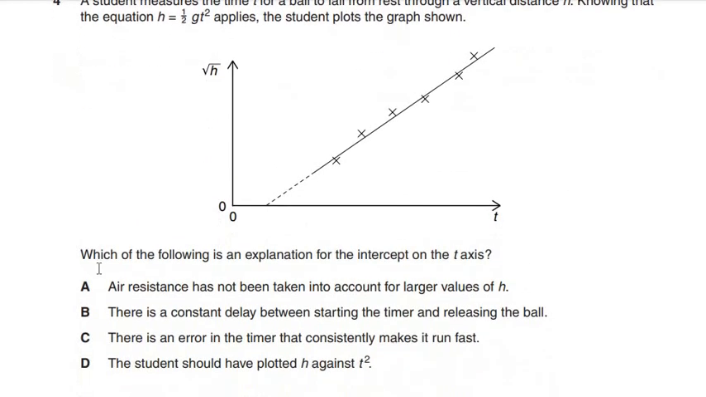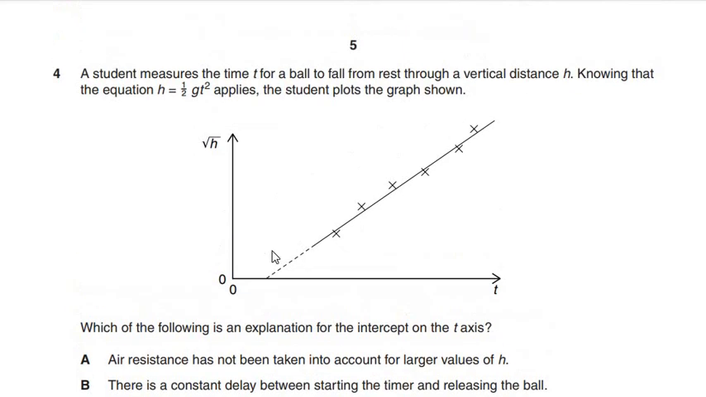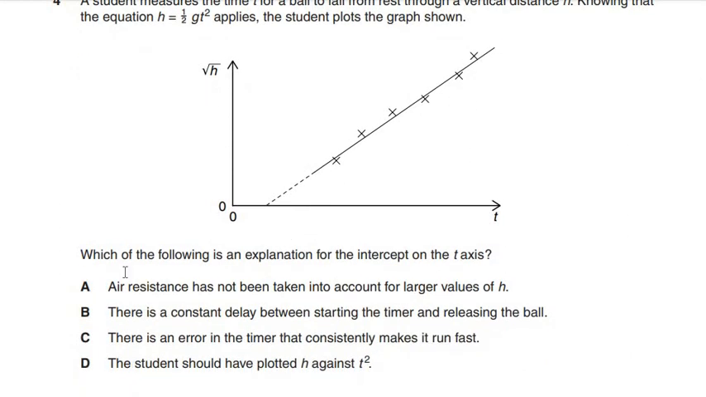Alright, now let's see the question. Which of the following is an explanation for the intercept on the t-axis? It's not supposed to have an intercept. So what does that mean? It's giving extra time, right? So air resistance has not been taken into account for large values of h. If this was the case, then you would have actually intercept at t, and the graph would curve, because at higher values of h, you would have more and more significant effect of t. That would take more time, right? So we're not seeing that happen. It's actually a straight line. So that cancels that possibility.